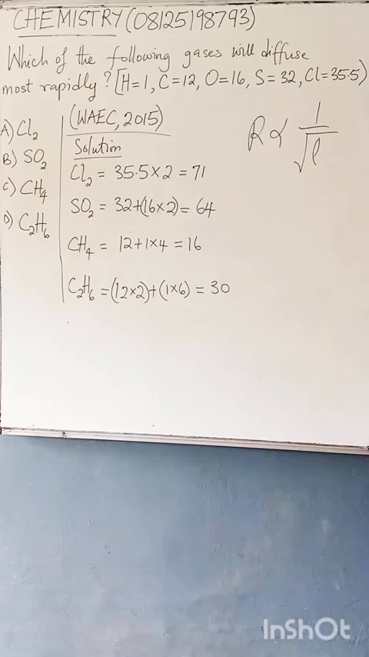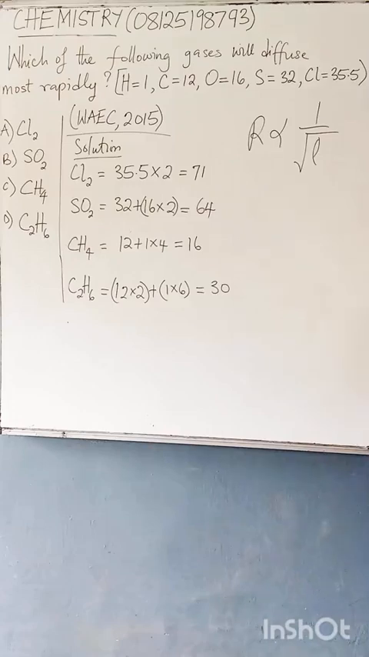The slim student. Why? Because his mass is small. His density is small. The fat person has a high density, high mass. Do you understand? That's the illustration of Graham's law of diffusion.